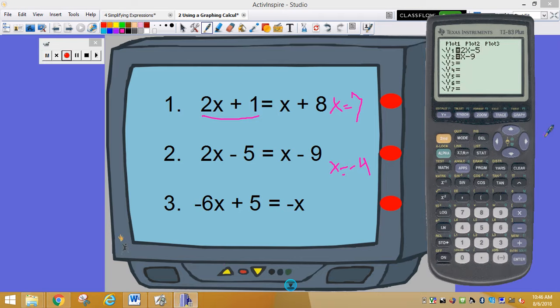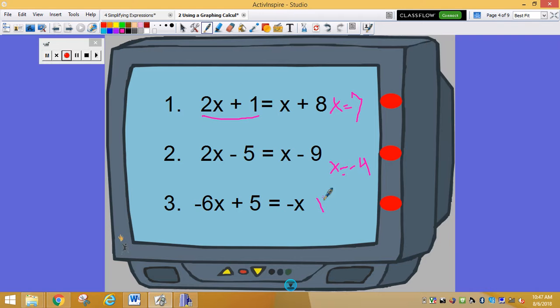Okay, let's do this next one. Go to y equals. Clear this out. Let's type the left side. -6x plus 5. Let's go down. Let's type in the right side. -x. Let's hit graph. All right, I can see their intersection, so we're going to figure it out. Second, trace. 5. Enter 3 times. 1, 2, 3. And x is 1.